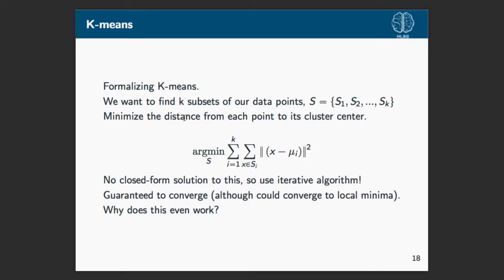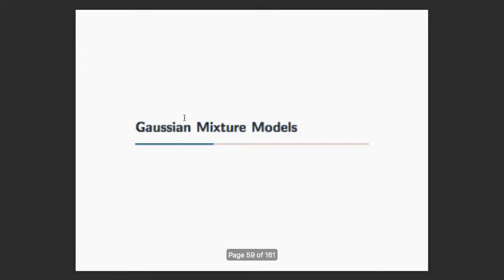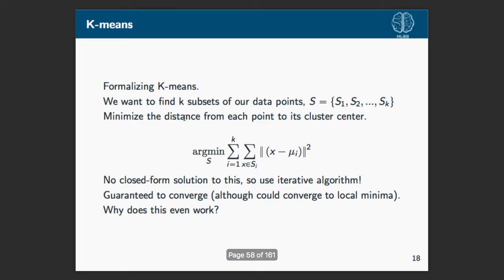So one question you might be having is, why does it even work? We're just arbitrarily finding clusters, then centers, then clusters again. Why is this so useful? To have some intuition about that, we need some basics in probability. So that's what I'm going to do right now.